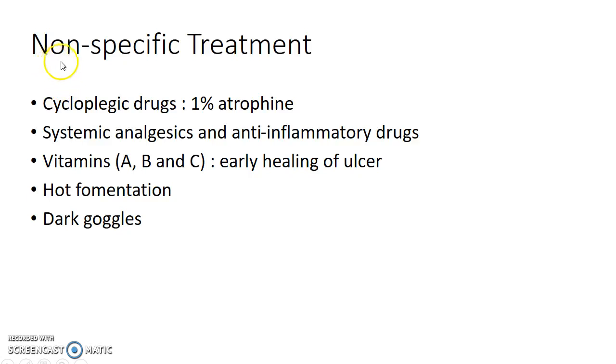Now let us see about the non-specific treatment of a case of corneal ulcer. Cycloplegic drugs like 1% atropine can be given. Systemic analgesics and anti-inflammatory drugs can be given. Vitamins like A, B complex and C can be given for early healing of the ulcer. Hot fomentation and dark goggles can also be given to the patient.